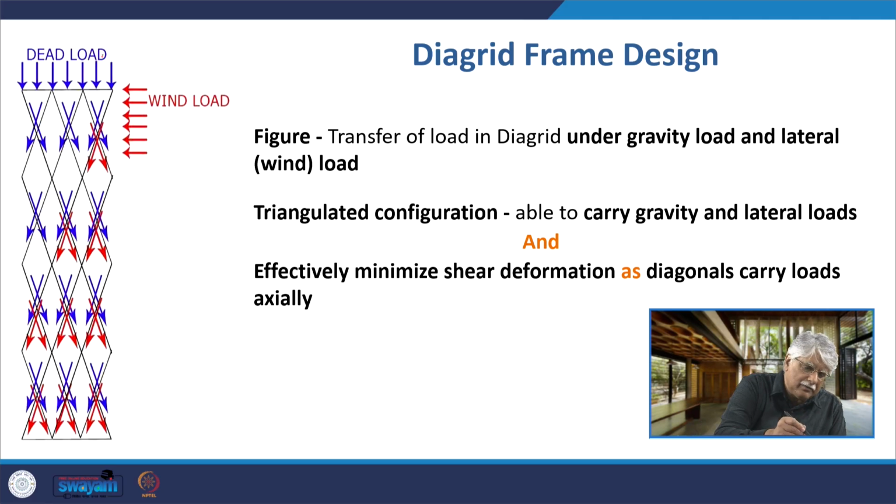So the dead load, that is the gravity load that is coming, is transferred axially. The wind or the lateral load coming on it is also transferred axially. The triangulated configuration is able to carry both gravity and lateral loads. This effectively minimizes shear deformation as diagonals are carrying the loads axially and also reduces the amount of members needed to carry the load. Therefore, the material requirement, that is the steel requirement, also goes down.